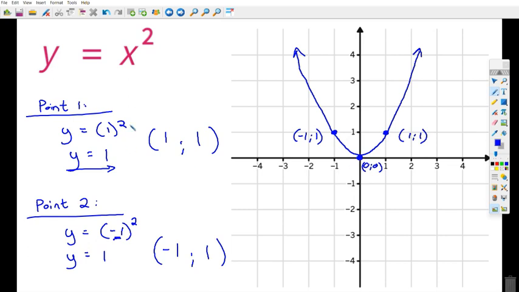So again, whenever my graph is completely above, completely below, or touching once, am I going to use this point method? I'm going to pull some point from the sky, substitute it in, and I'm going to get my points. So let's look at the next one.